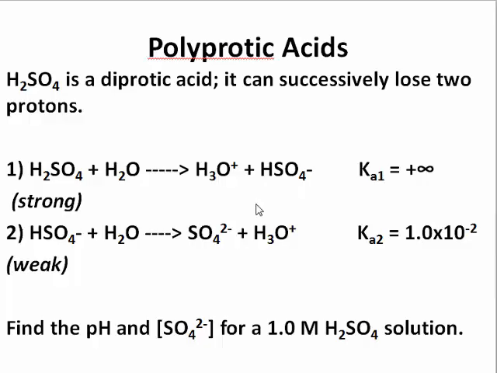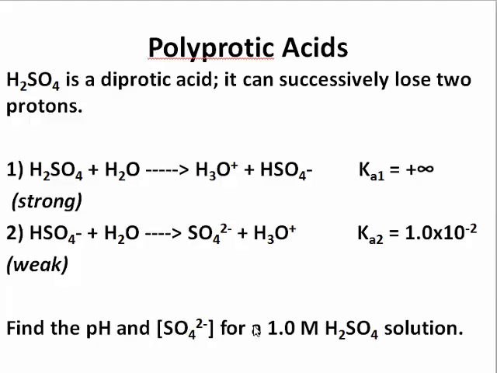The second proton loss: the conjugate base of H2SO4 continues to act like an acid. The second proton loss involves bisulfate losing its proton to water to form the sulfate ion. Ka for this is only 1 times 10 to the negative 2. So bisulfate is technically a weak acid in this case, although compared to other acids, this is still a pretty big Ka.